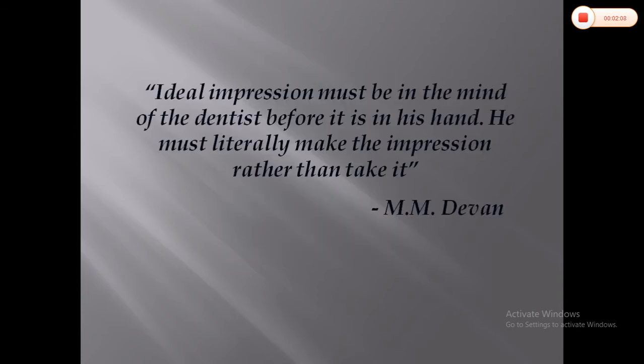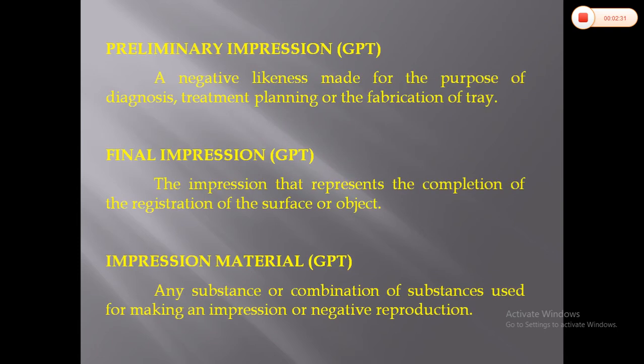As M.M. Devan has said, the ideal impression must be in the mind of the dentist before it is in his hand. He must literally make the impression rather than take it. So, before looking at the tissues, you should know and keep in mind how your impression is going to be after you make it. In the process of fabricating a complete denture, you do two types of impressions. One is the preliminary or primary impression, and the second is the final or master impression.